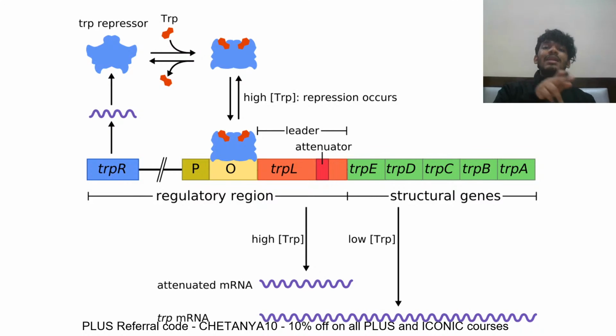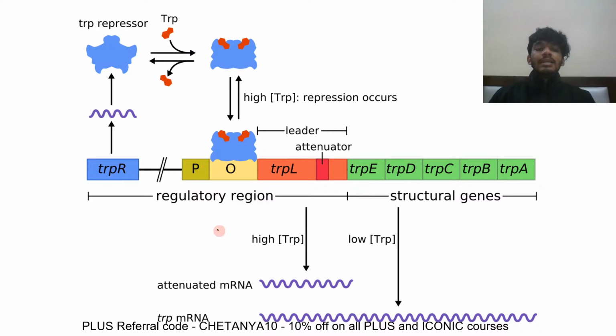This is in contrast to the Lac Operon. Lac Operon was working when lactose was in high amounts. It was not working when the lactose levels were low. So this is working via repression. This is working in a different way. That's why we are studying the two different models.